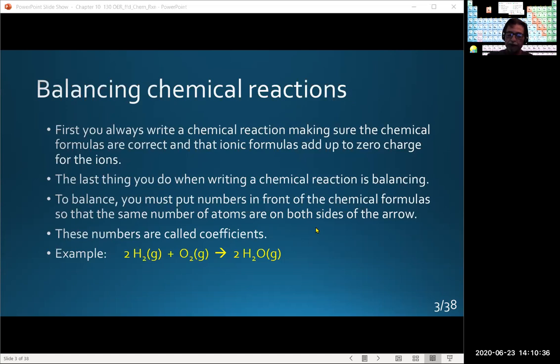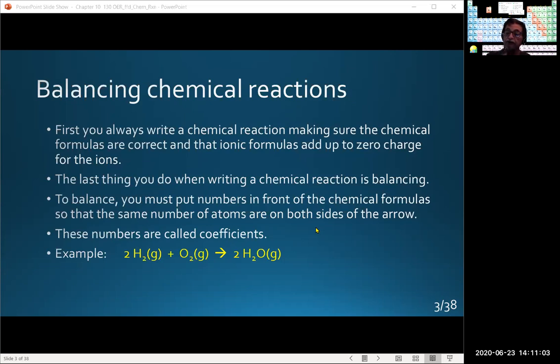Now, if you notice, there's a 2 coefficient in front of hydrogen. That tells you that there are 4 hydrogen atoms, okay? Which means on the product side, we must have 4 hydrogen atoms. So that 2 coefficient in front of the water, H2O, applies to all the atoms in H2O. So we have 4 hydrogens on the right-hand side.